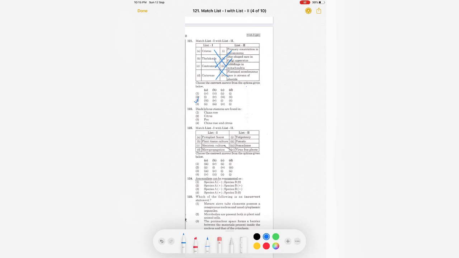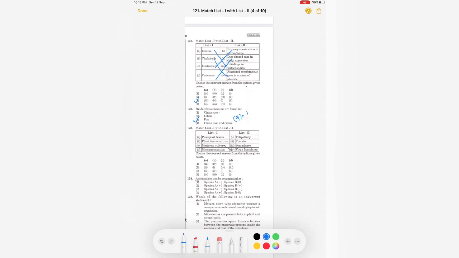Question number 122. Diadelphous stamens are found in. The correct answer is pea plant. You have studied 9 plus 1. There are actually 10 stamens in the pea plant, and these are arranged in 2 bundles, 9 plus 1. Remember, China rose or hibiscus is having monodelphous stamens and citrus is having polyadelphous stamens. Question number 123.